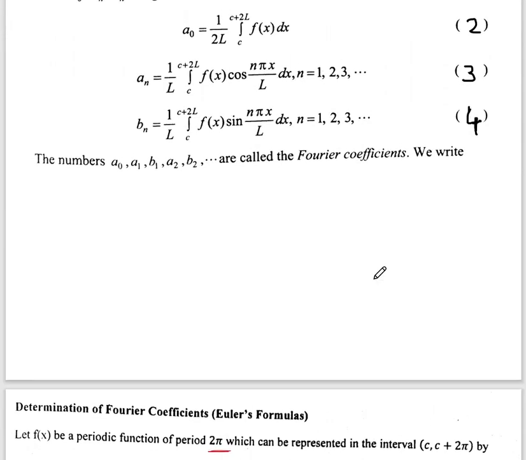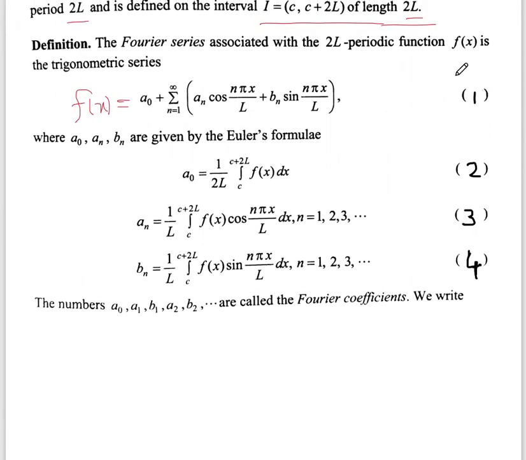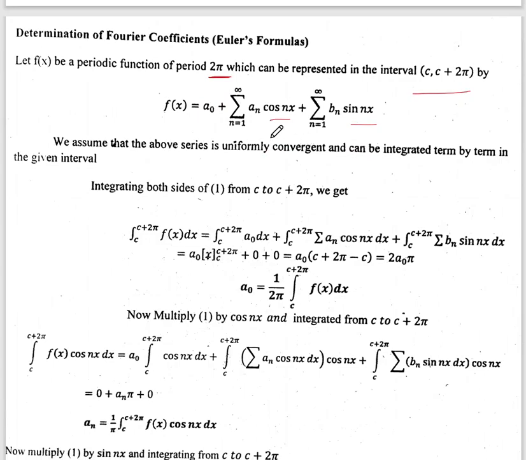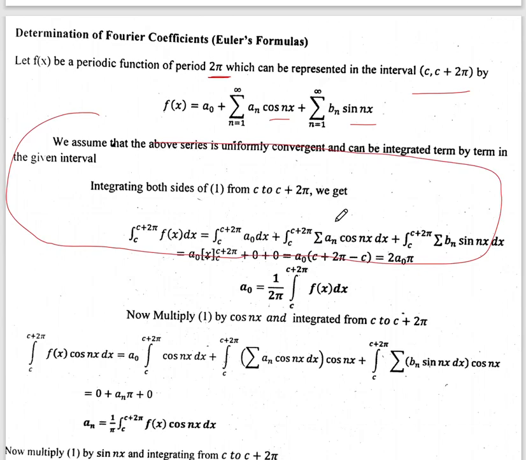Here it is different because the period is 2L, so we have cos(n pi x upon L) and sin(n pi x upon L). The difference is only cos nx and sin nx here. Now these are the calculation parts. After solving this equation, integrating and taking separate parts, we get a0 equals 1 upon 2 pi integral c to c plus 2 pi f of x dx.